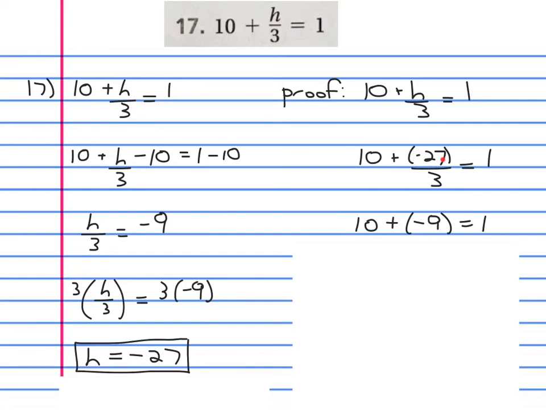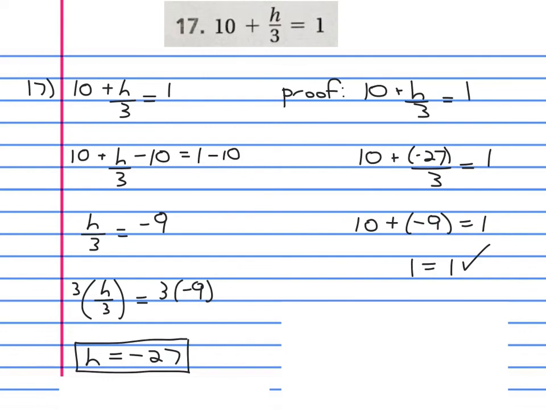So we say this negative 27 divided by 3 becomes negative 9. So we've got 10 plus this turns into negative 9. The reason that we have parentheses around that is to separate this addition operation from this negative symbol for the sign of that value. And then what's 10 plus negative 9? 10 plus negative 9 is 1. And on the right-hand side was also 1. So we give it a check mark, and that's proper proof for number 17.